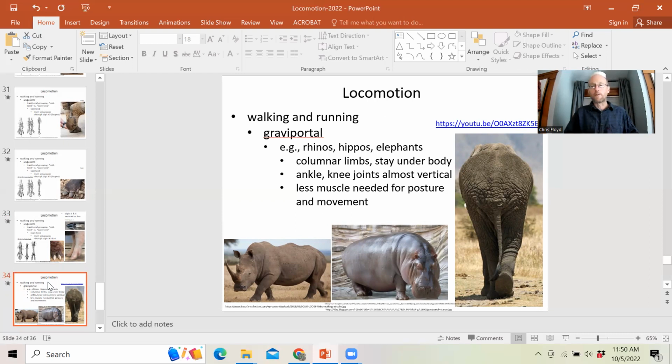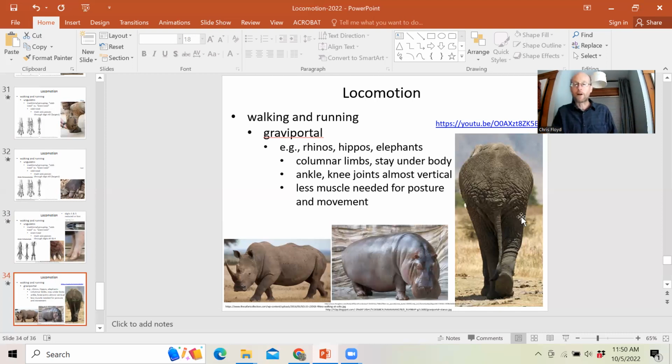Like, you can build a skyscraper as tall as you want, as long as the weight stays down into the materials, the steel and the concrete. So they have columnar limbs. Think about Gothic cathedrals. And they typically stay under the body. So you're not going to have them walking spraddled like this, and you're not going to have weight distributing out.